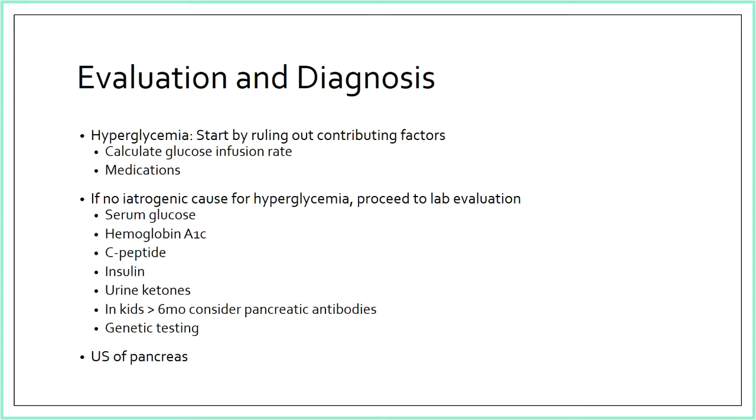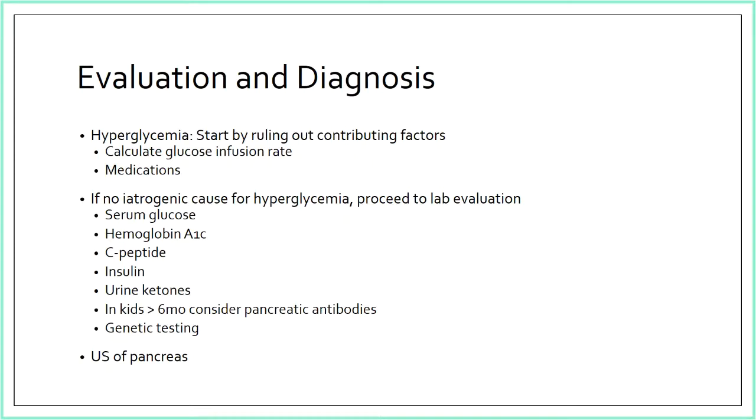If no iatrogenic cause for hyperglycemia is found, then you should proceed to lab evaluation, which should include serum glucose, hemoglobin A1C, C-peptide levels, insulin, urine ketones, and in kids older than 6 months old consider pancreatic antibodies, and then genetic testing. An ultrasound of the pancreas is also important, again, to assess whether the pancreas is present and if it's normally sized. In children with neonatal diabetes, the A1C and C-peptide are typically lower than seen in children who are presenting with diabetes at greater than 2 years of age. And that's really just indicating that there's much more rapid beta cell destruction in this patient population.